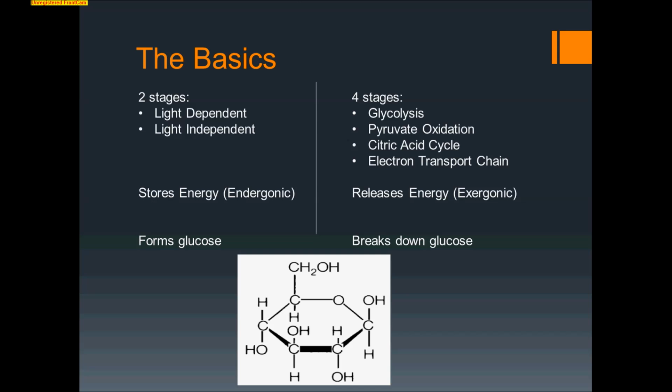From this, and the equations of each of the processes, we can assign a delta G value to each of these procedures. Photosynthesis has a positive delta G, meaning it is an endergonic reaction. Cellular respiration, on the other hand, has a negative delta G value, meaning it is an exergonic reaction.